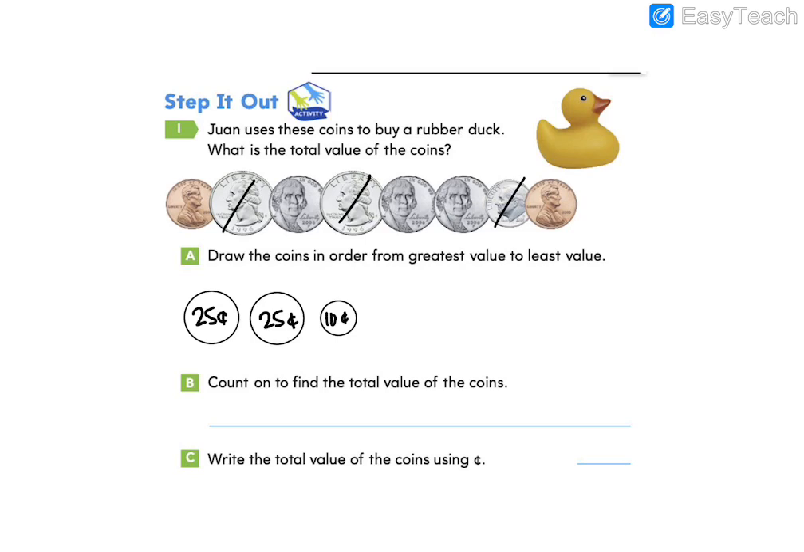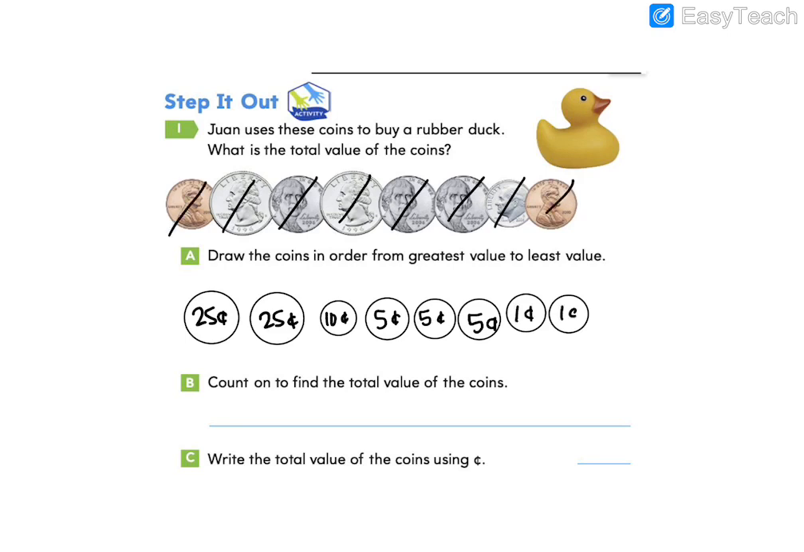I know a nickel is greater than a penny, and I have 3 nickels here. So I'll go ahead and draw my 3 nickels and label them with 5 cents each. Cross them out. And now let's do our last 2 coins of 2 pennies. And each of those pennies is worth 1 cent.